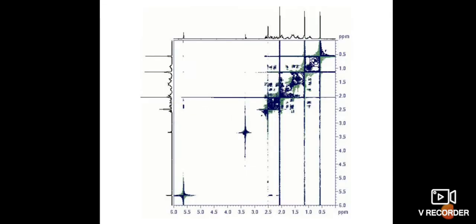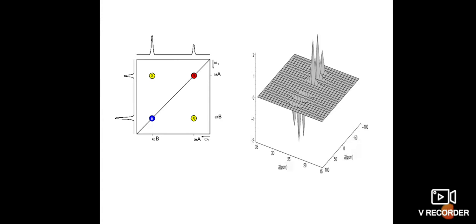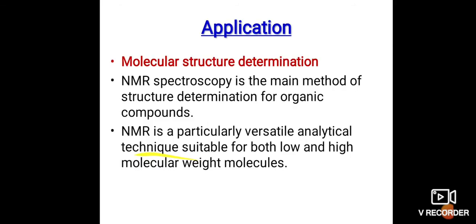So this is how two-dimensional NMR spectra usually look. You can see one-dimensional NMR on one side and the other on the other side. The plot is always made using chemical shift. Again you can see the Larmor frequency of B and A, how it is situated, and this is again the three-dimensional graph of chemical shift of 2D NMR.